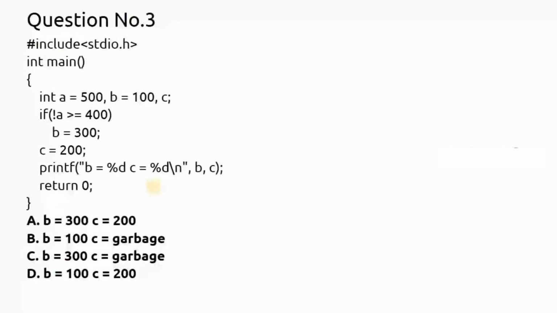Coming to question number 3. Now int a equals 500, b equals 100, c equals. Initially I am writing the a value here, b value here, c value here in the memory. So a value 500, b value 100. Anyway, initially there is no c value, some garbage value will be there.